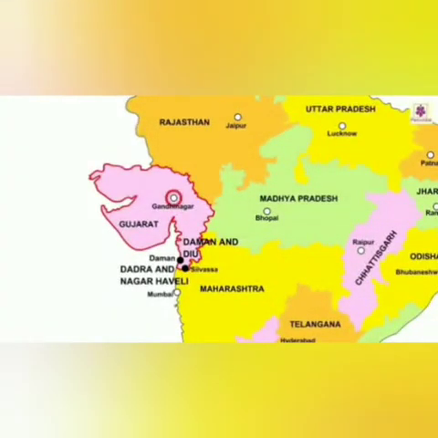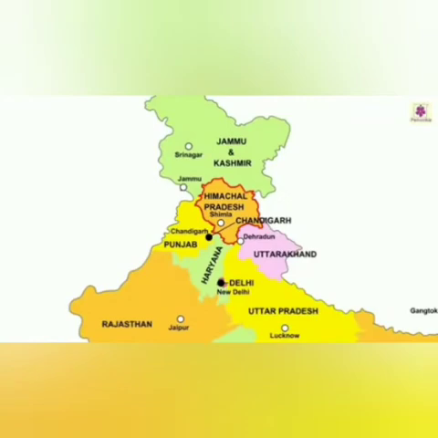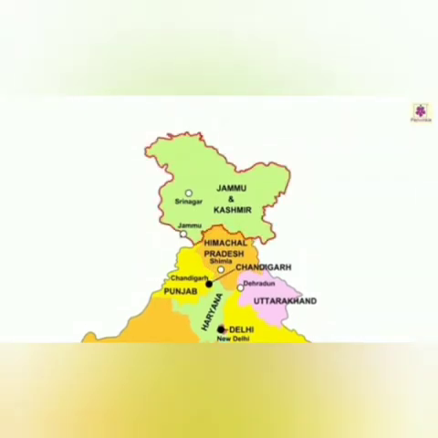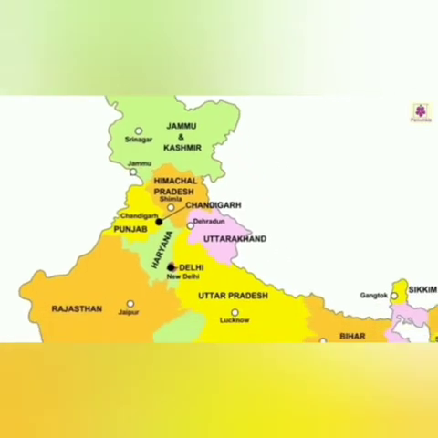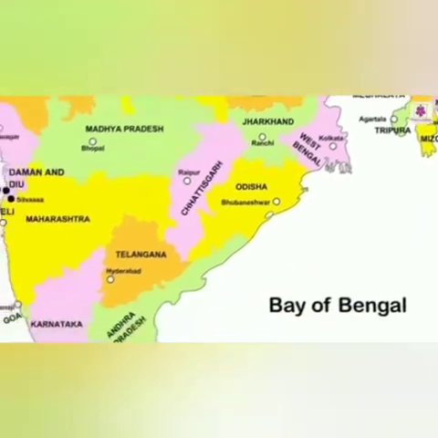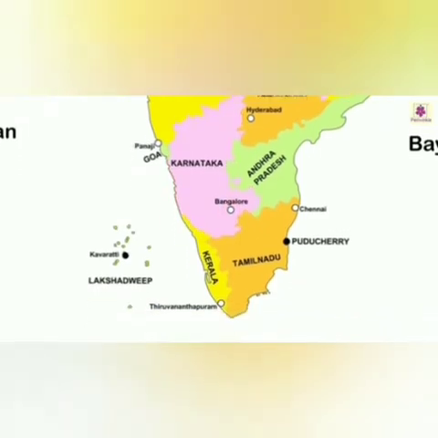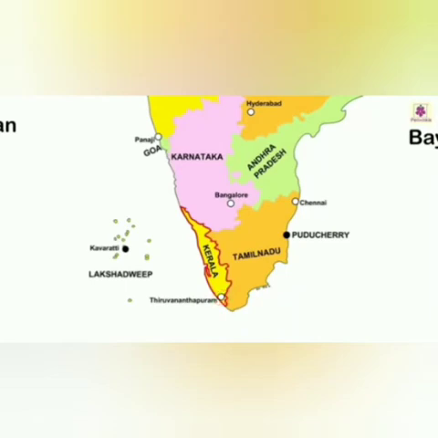Gujarat. Its capital is Gandhinagar. Haryana. Its capital is Chandigarh. Himachal Pradesh. Its capital is Shimla. Jammu and Kashmir. Its capital is Srinagar. Next is Jharkhand. Its capital is Ranchi. Next is Karnataka. Its capital is Bangalore. Next is Kerala. Its capital is Thiruvananthapuram.